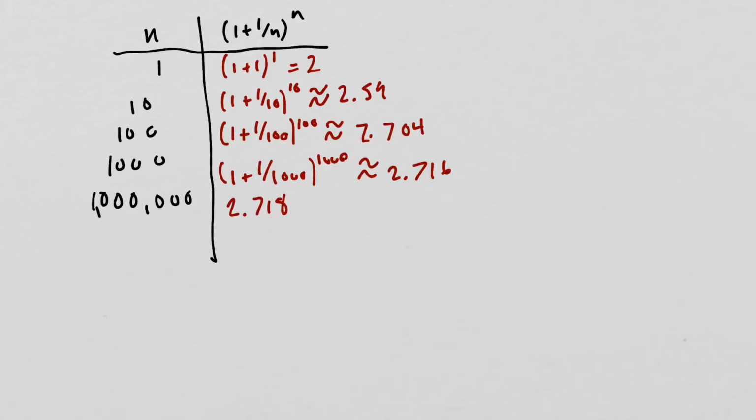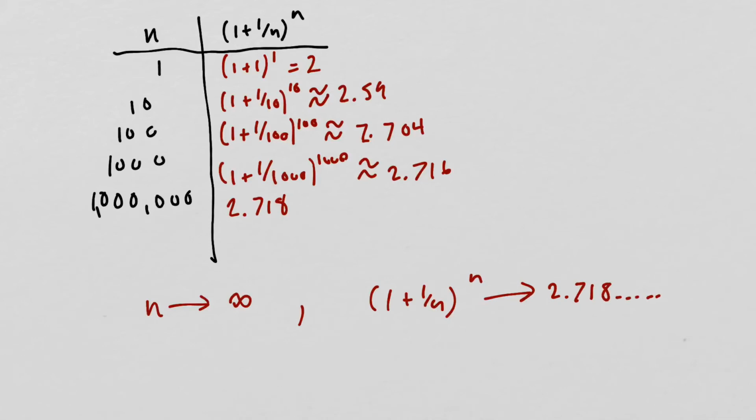What we're seeing is that as n grows infinitely large, the expression (1 plus 1 over n) raised to the n is approaching some number that's about 2.718, and so on and so forth. We can't write out the list of numbers over here, and the reason why is because this number is infinitely long in the decimal places. But what we can say is that our output values are approaching a number, and in calculus, this idea is called convergence.